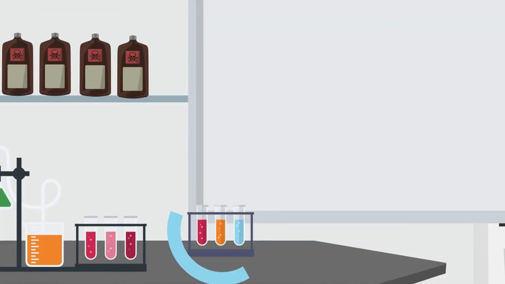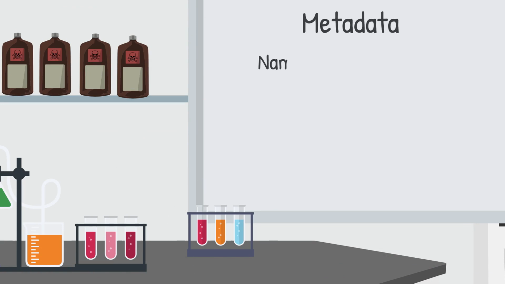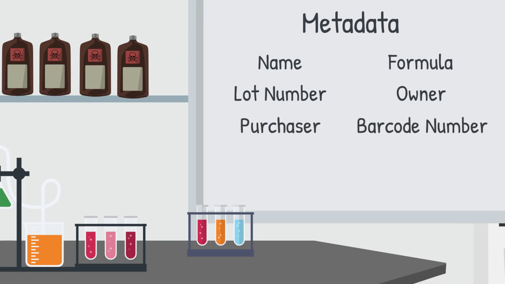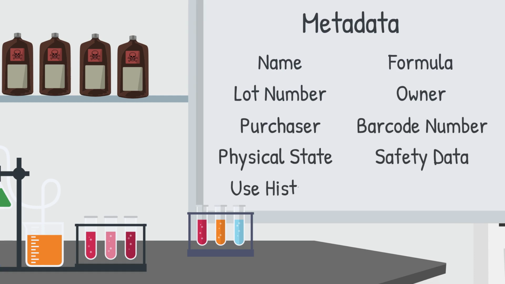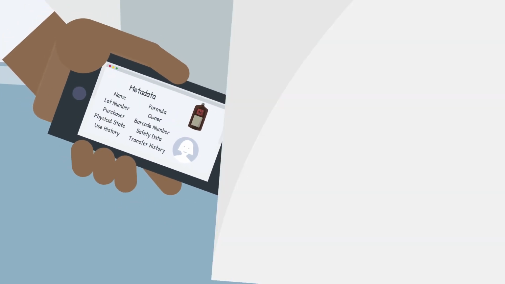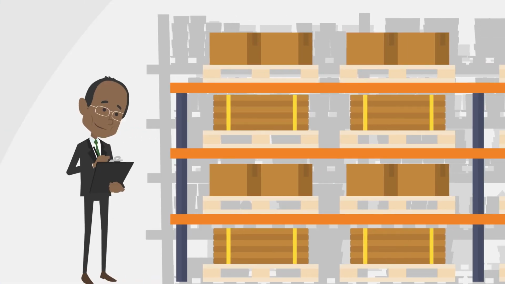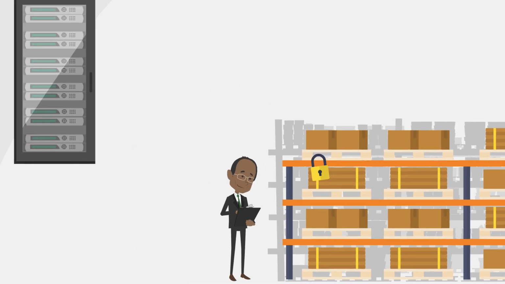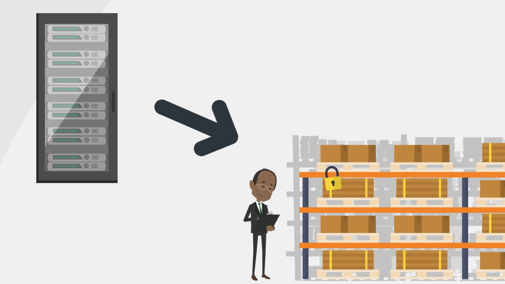For example, individual items should have metadata such as name, formula, lot number, owner, purchaser, barcode number, physical state, safety data, use and transfer history, and more. The data can then be used for physical management, such as inspections and audits, and allow for a better understanding of the safety and security needs of the whole chemical inventory. The database both guides the physical management process and can be used as a repository for additional data collected during this process, such as those associated with visual assessments.